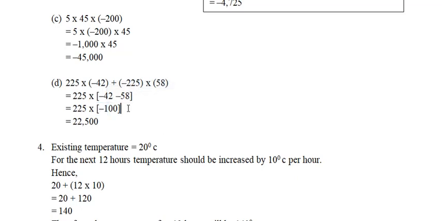So when you multiply these, you will get the answer as minus 22,500.